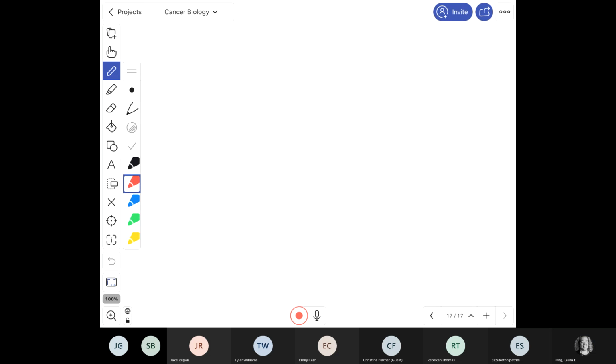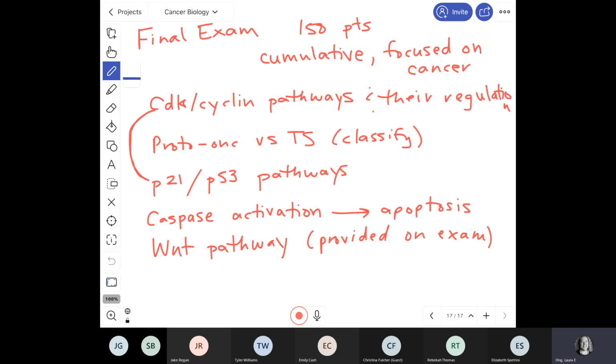Let's see here. The details of these will also be provided. So the picture of the cyclin CDK pathway activation and P21, P53 stuff will be provided on the exam. Caspase general details are not. That's something you need to remember, the basic steps.